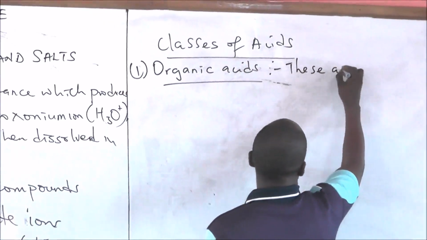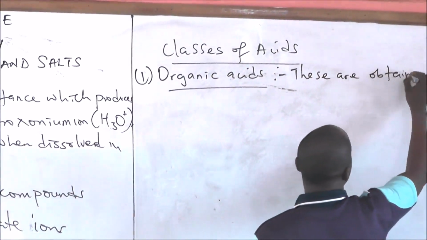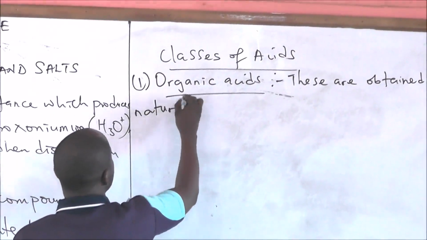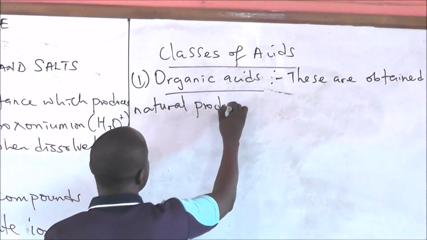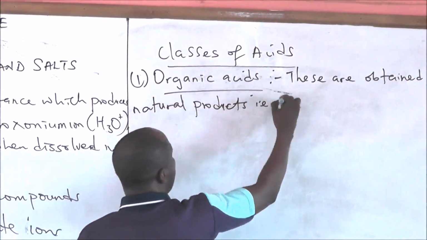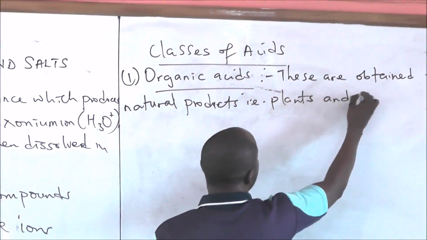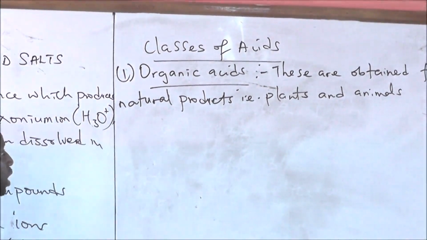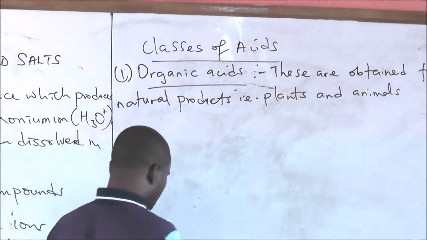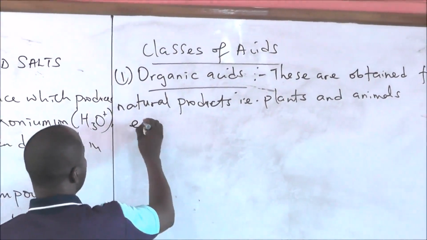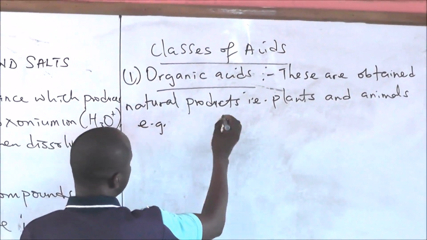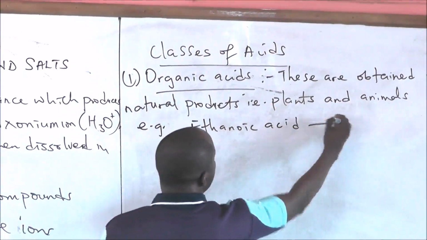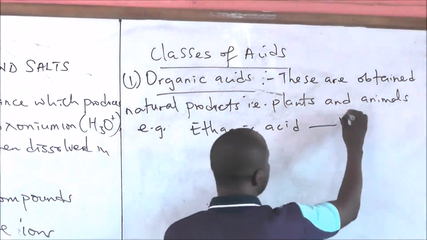So organic acids are obtained from natural products, that is, from plants and animals. Now let's look at examples. Ethanoic acid is one of the examples. You derive your ethanoic acid from vinegar.